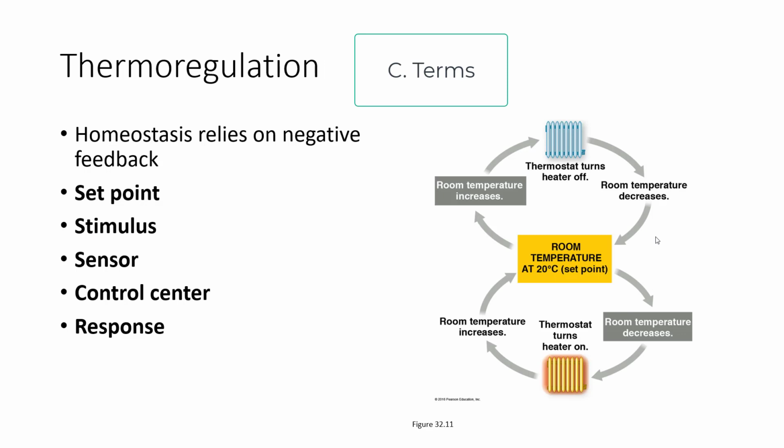Thermal regulation works in the following way. Homeostasis will use that negative feedback. You have a set point, say the room temperature, and a stimulus, let's say the room temperature decreases. The sensor, in that case a part of the thermostat, is going to detect that the room temperature has decreased. It is then going to send this information to the control center, a different part of the thermostat, that there is a change away from the set point. The response will be turning a heater on, and that is going to increase the room temperature, thus bringing it back to the set point. Remember, homeostasis moves things back to set point when they are moving away from set point.